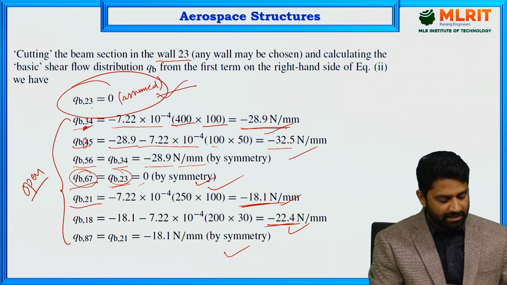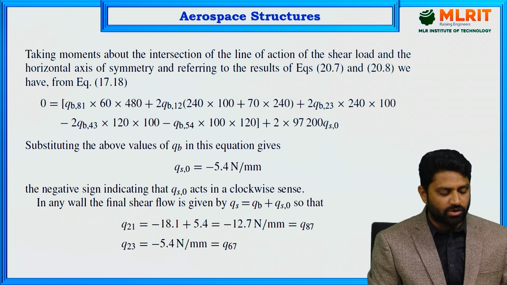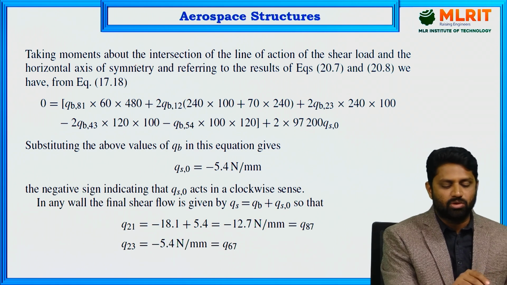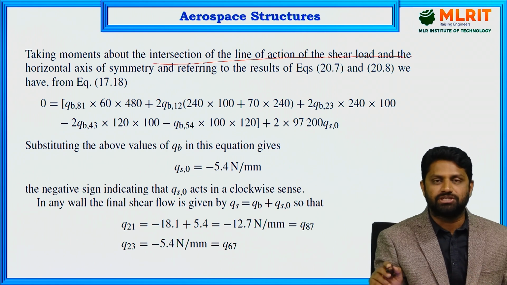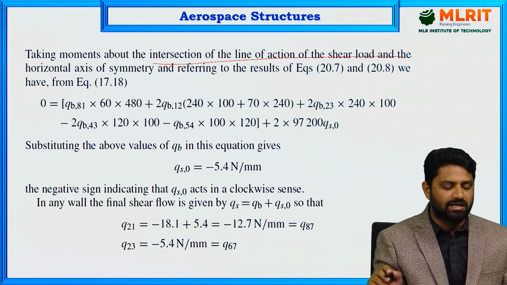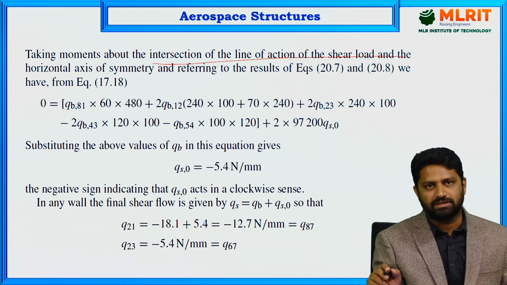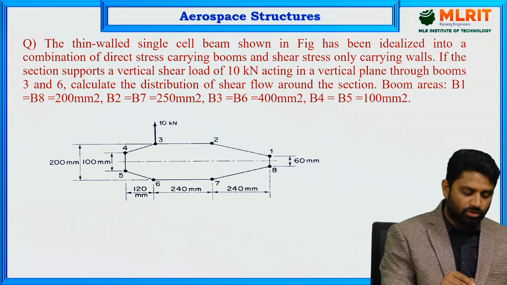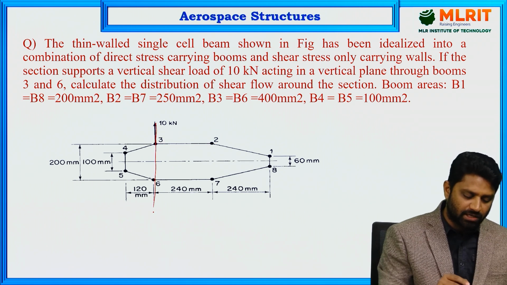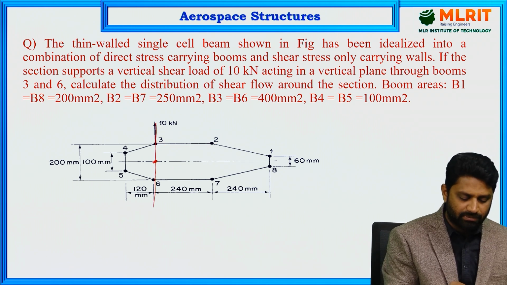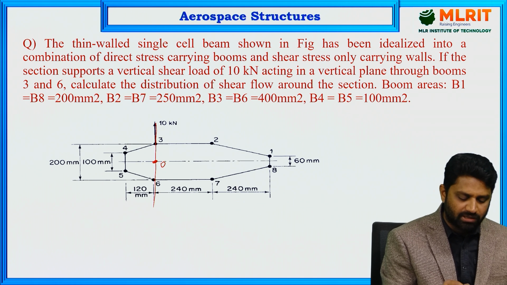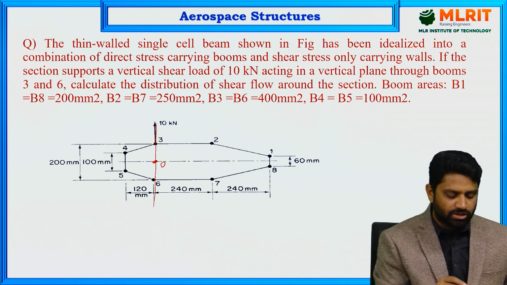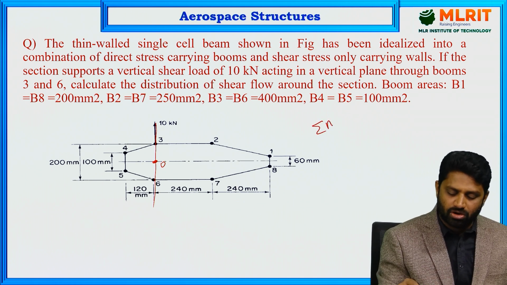Now, after calculating all this, what we are doing here is taking moments about the intersection of the line of action of the shear load and the horizontal axis of symmetry. So where are we taking the moment? We are taking moment about the line of action of the vertical load and the horizontal axis of symmetry. That means you are taking moment about this point. Let's consider this point as O. So the summation of all the moments about point O must be equal to 0.